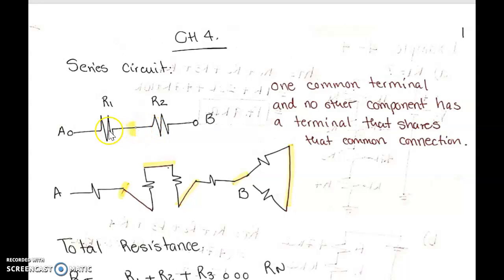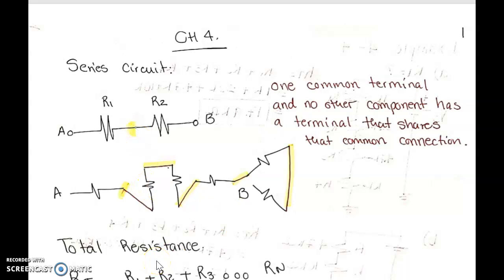We see that in order for these two resistors to be connected in series, there can only be one single common point, only one connection between R1 and R2. If there is more than a single connection, or if there is anything connected between them, they are no longer in series. But in this case, the current comes through here, goes through R1, goes through this connection, then goes through R2 and gets to point B. So these resistors are connected in series: one common terminal and no other component has a terminal that shares that common connection. So there can be nothing connected here for them to be in series.